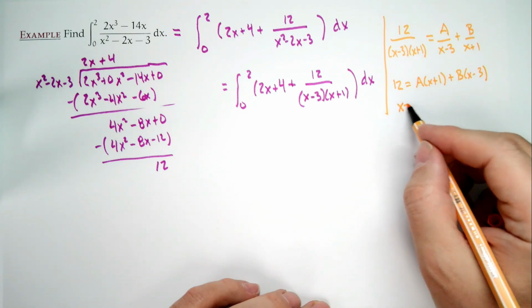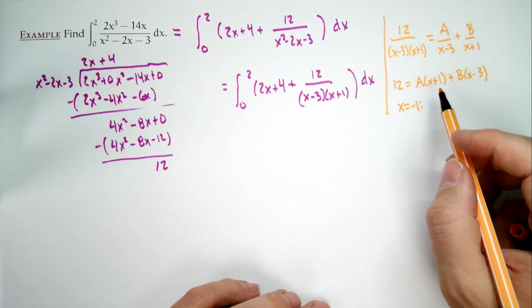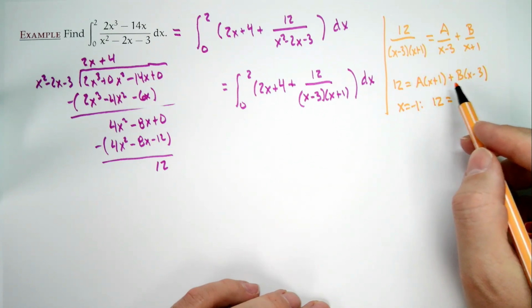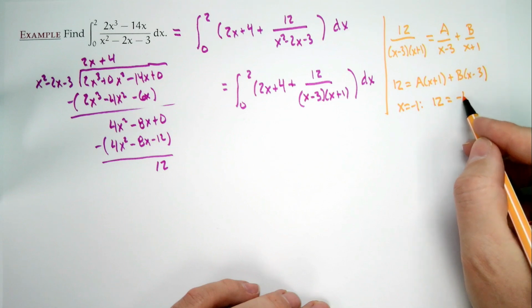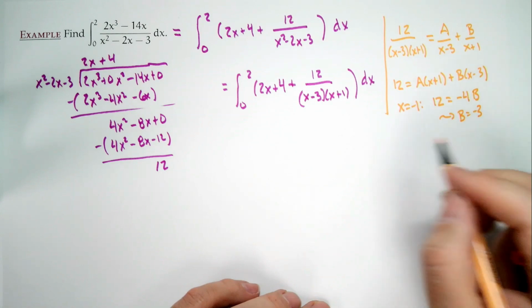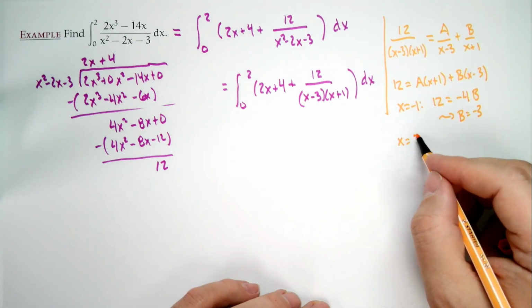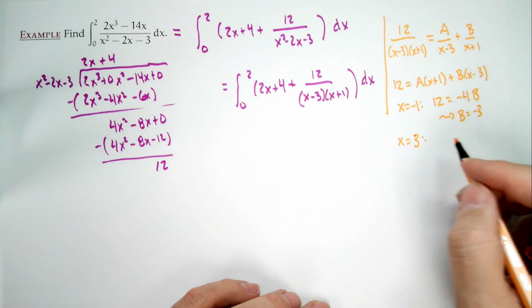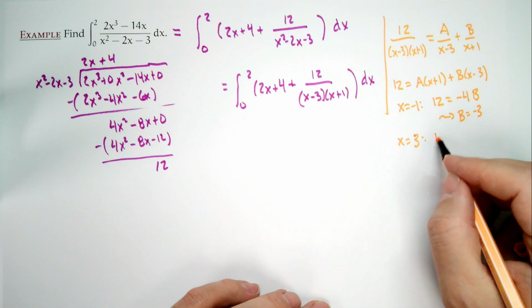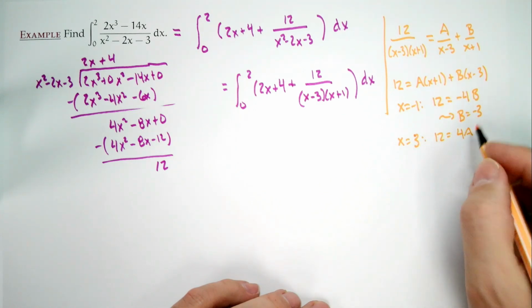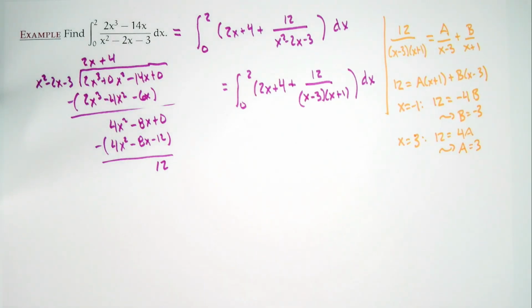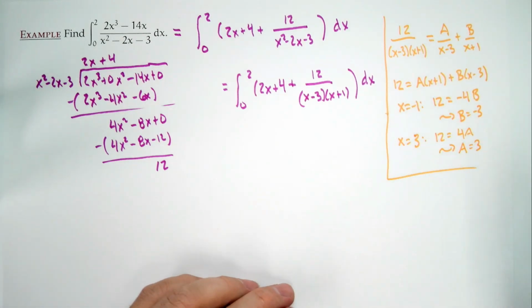I like to choose x equals negative 1. What happens? Well, you'll get 12 on the left-hand side, and over here, that term cancels. Minus 1 minus 3 is minus 4, so you get minus 4 times b. So that tells us that b is negative 3. How about x equals positive 3? That's a good choice. Well, we get 12 equals a times 4, that's 4a, and then the second term drops out, so we get a equals 3. All right, so that tells us what a and b are.